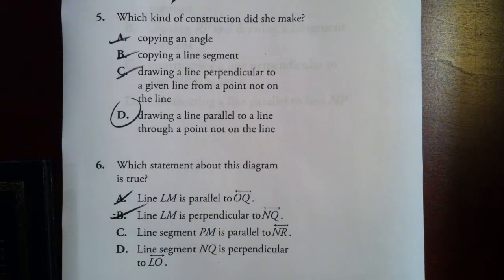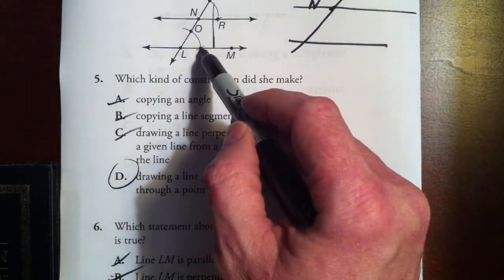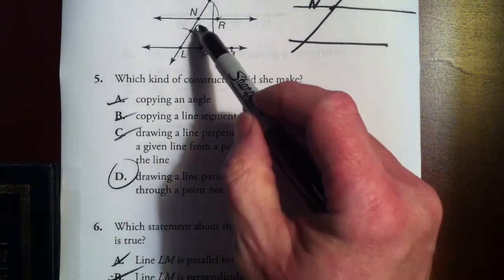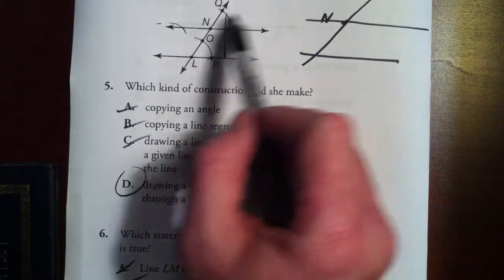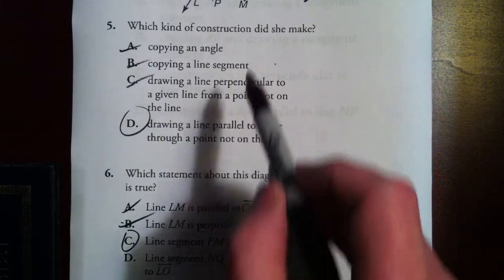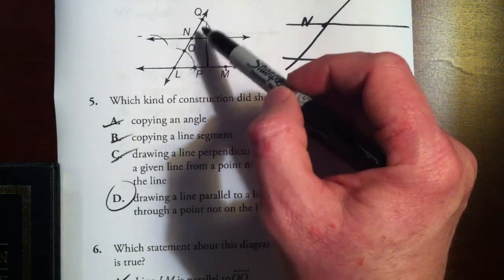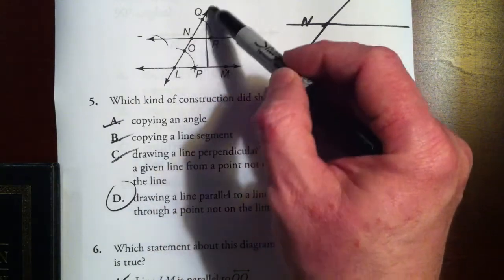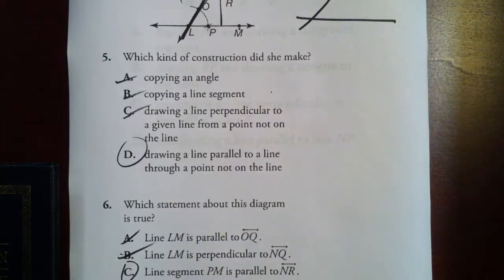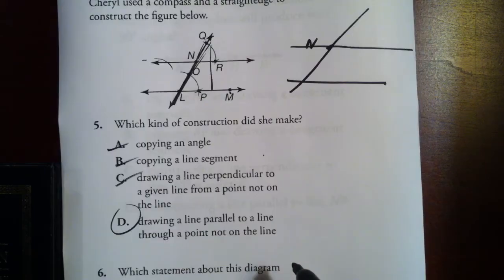Line segment PM is parallel to NR. Well, if this whole line is parallel to this one, then that must be the right choice. So let's take a look at that one. And line segment NQ is perpendicular to LO. NQ perpendicular to LO. No, those are basically the same part of the same line. So therefore, that would not be correct. The correct answer is C. Line segment PM is parallel to NQ.